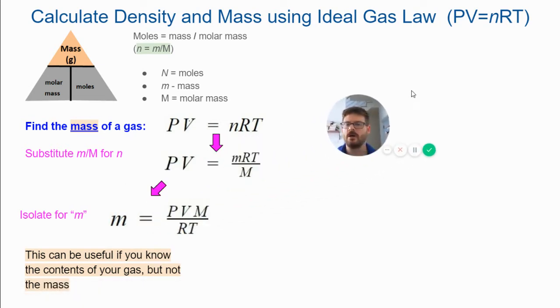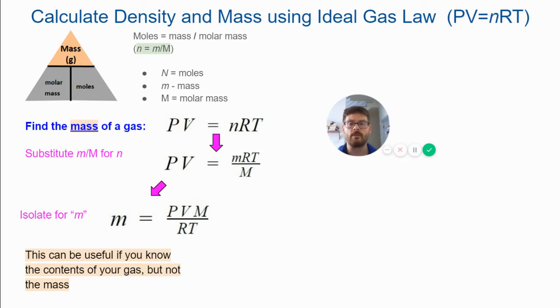This is useful if you know the contents of your gas, like what it is. Is it nitrogen? Is it oxygen? Is it a mixture of some kind? If you know the contents of your gas, then you can find out what the mass is if you have these other pieces of information. And it's pretty easy to get that information.